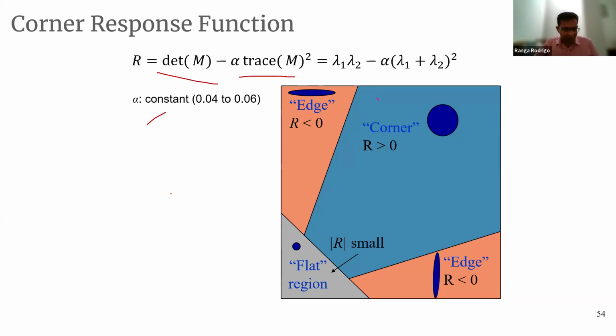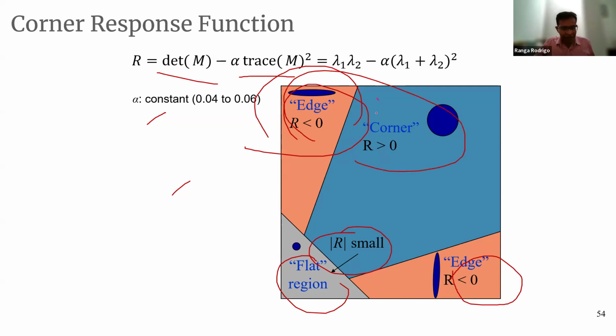So when R's magnitude is small, somewhere here, it's a flat region. When R is less than 0, it is an edge. You cannot distinguish between this edge and that edge, it's an edge. And when R is greater than 0, it is a corner. Is it okay? This is called the Harris criterion, and we have to memorize this and this number also.